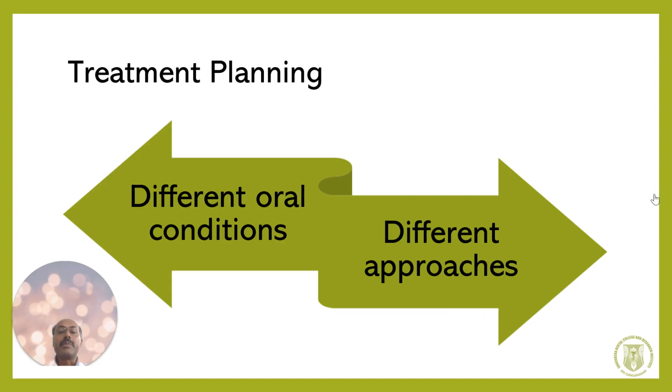Biopsies definitely help in planning your treatment. Different pathological conditions or different oral conditions have different approaches in treating. For example, a radicular cyst has to be enucleated, whereas a huge odontogenic keratocyst has to be marsupialized. So it depends on the diagnosis which a pathologist provides to you, and because of which your treatment planning may differ.